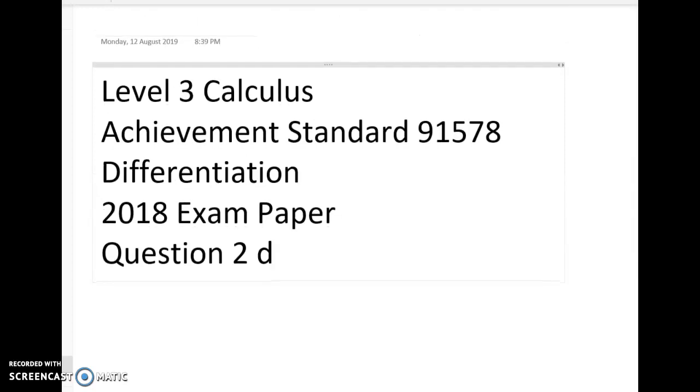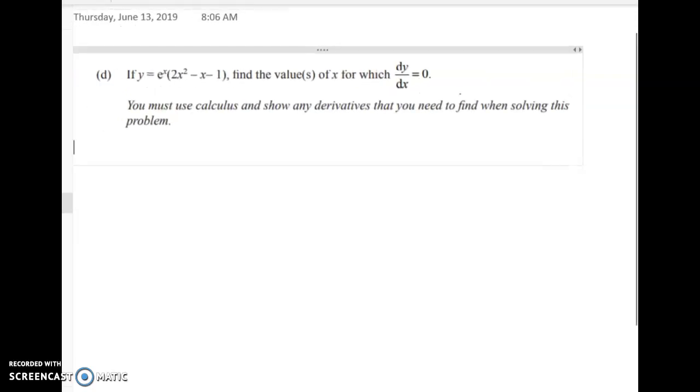Kia ora, and here's question 2D from last year's differentiation exam. This is going to be a pretty short video because this was a pretty straightforward merit question. So we're given a function and we have to find the values of x for which dy by dx equals 0. And we're told that you must use calculus and show any derivatives that you need to find when solving this problem. What a surprise.